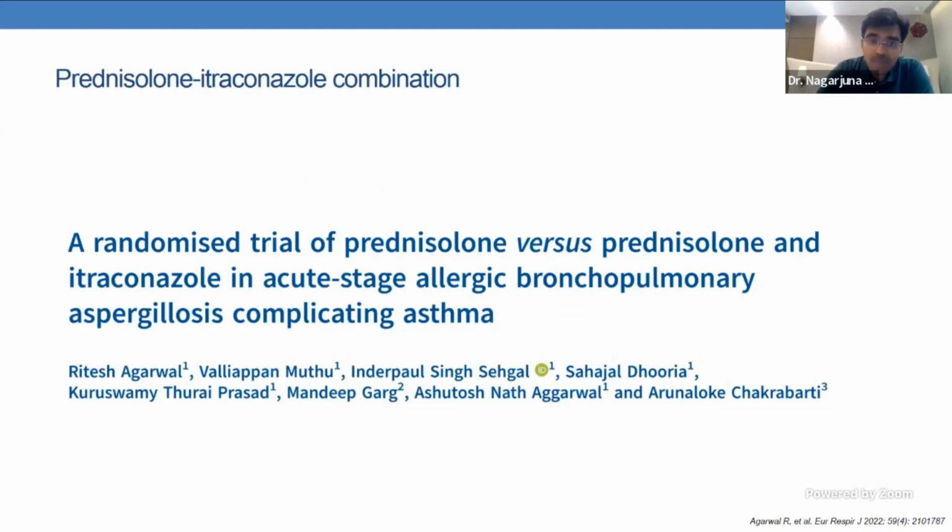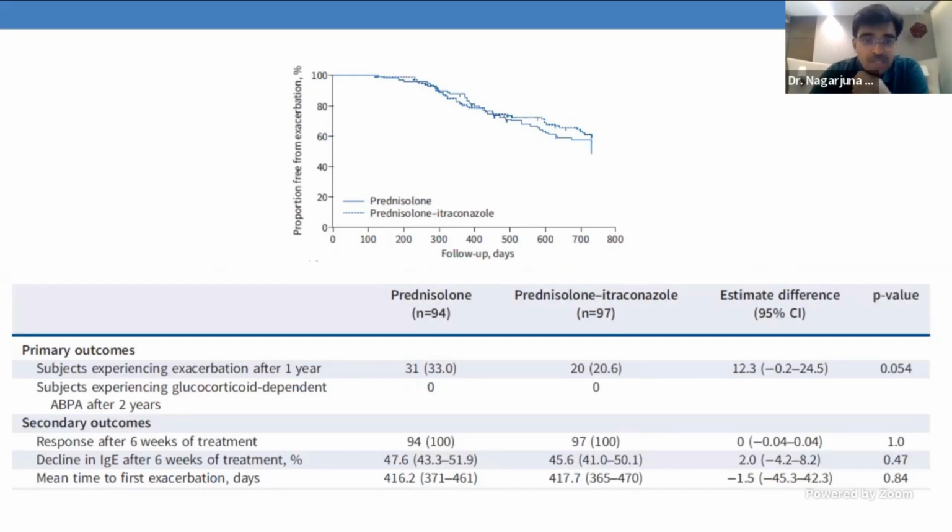The last study is on the combination: whether combining steroids plus antifungal is better than steroids alone in managing patients of acute ABPA. In this study, they did not look at remission rates, because we have already seen that even monotherapy with prednisolone or monotherapy with antifungals can induce 100% remission. So the outcome here was exacerbations after stopping, that is, the relapses. What they showed is that the number of people relapsing in 1 year was 33% in the OCS group and 20% in the combination group. So there is a numerical decrease with the combination, but this is not statistically significant.